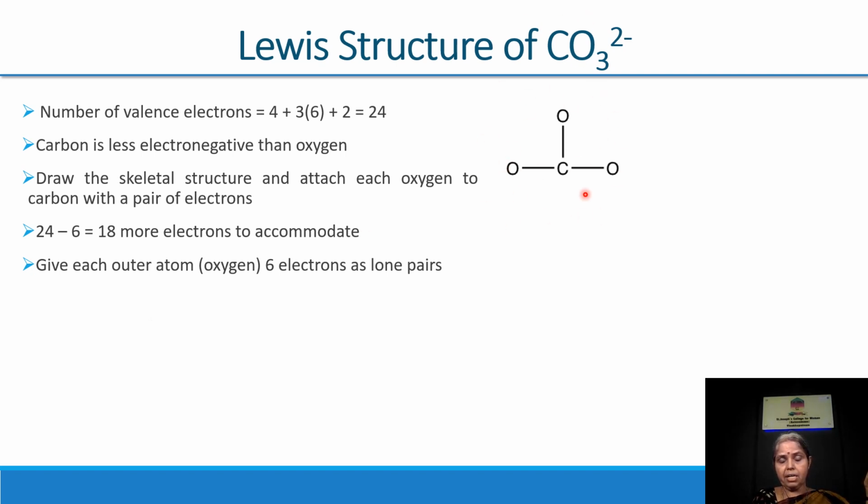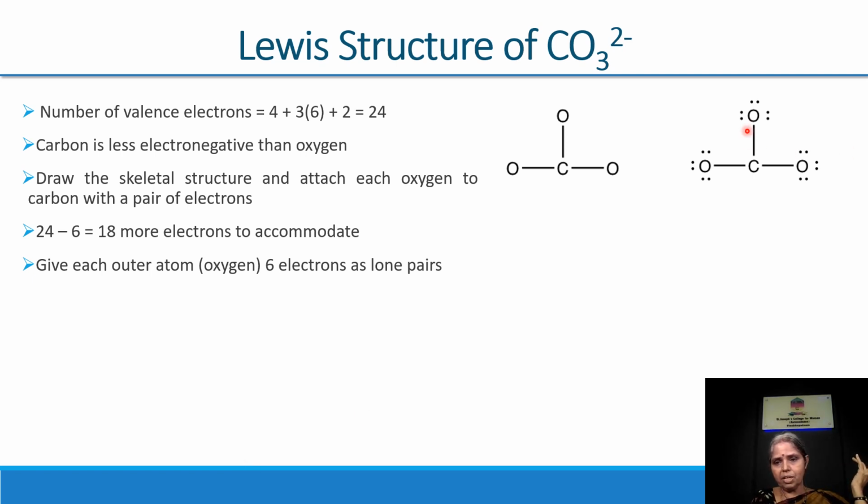What is the next step? Concentrate on the outer atoms. See that each of the outer atoms gets an octet. Outer atom octet can never be violated. Of course, if it is hydrogen, it will get only a pair which is used in bonding itself. So, all others should get an octet. You can see here 3 oxygens are there, 18 electrons are there. So, you will give 6 electrons to each oxygen. Each oxygen is having 3 lone pairs and 1 bonding pair.